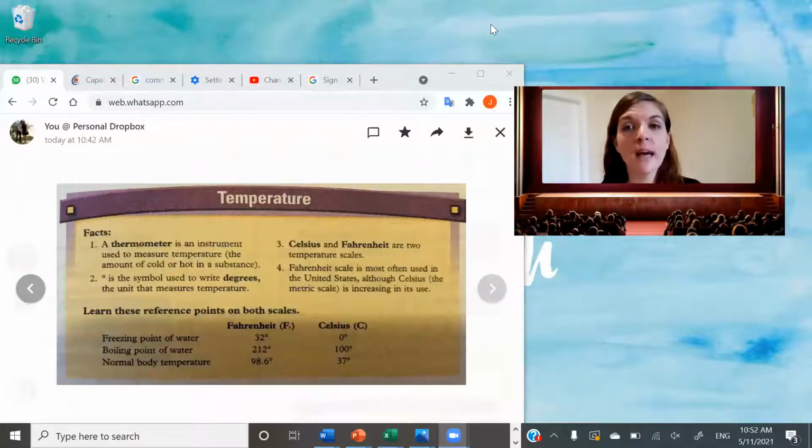Now, before we do that, one second, I'm going to stop my share for a second so you guys can't see what I'm doing. We've learned temperature before. So this is not new to you. Just remember the difference between Fahrenheit and Celsius, right?